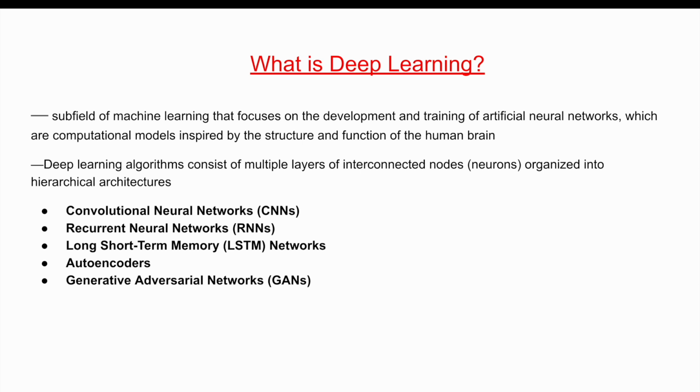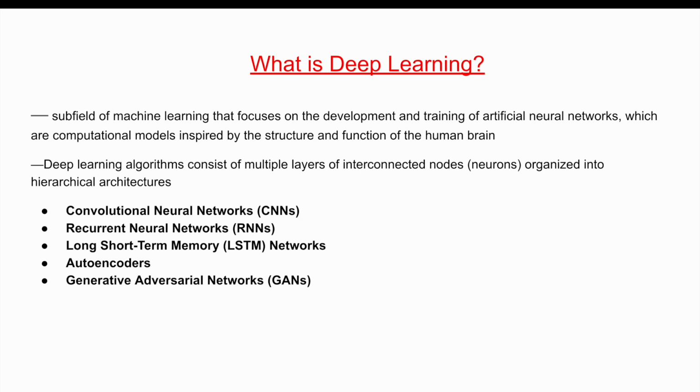Also, we have long short-term memory networks, also called LSTM. LSTMs are a type of recurrent neural network architecture designed to address the vanishing gradient problem and capture long-range dependencies in sequential data. They are commonly used in tasks such as speech recognition, machine translation, and sentiment analysis.